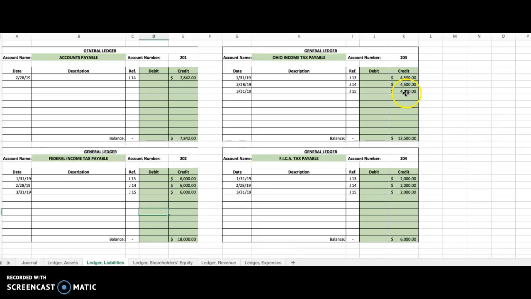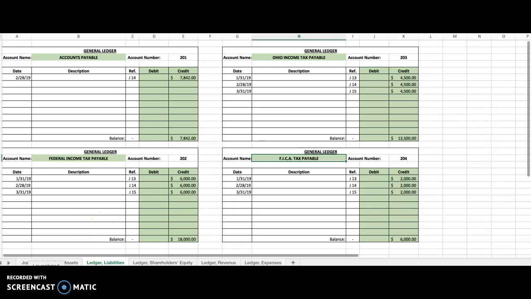If we get a bill from Ohio regarding payment of income tax for the employees, we are going to need to pay not one of these, but the total amount that we owe, which is in this case $13,500. And that again is a debit to a liability account, in this case Ohio income tax payable, and a credit to cash. So we're going to come back to that. There's a little wrinkle with FICA that we will need to talk about later as well, but we'll leave that for now. But this is the process.